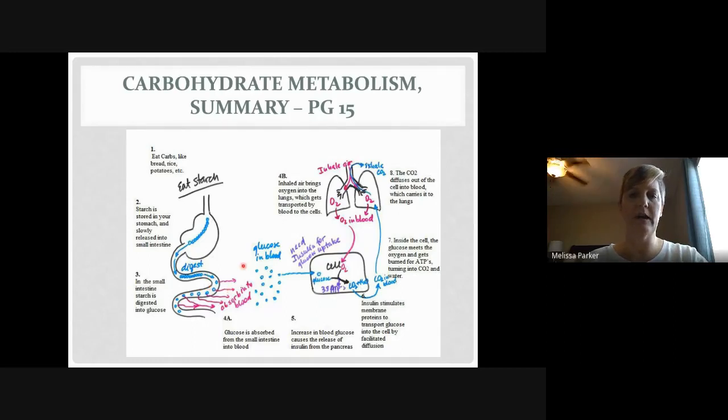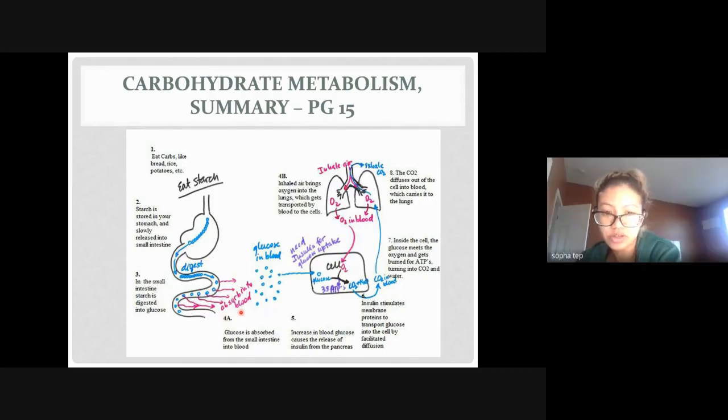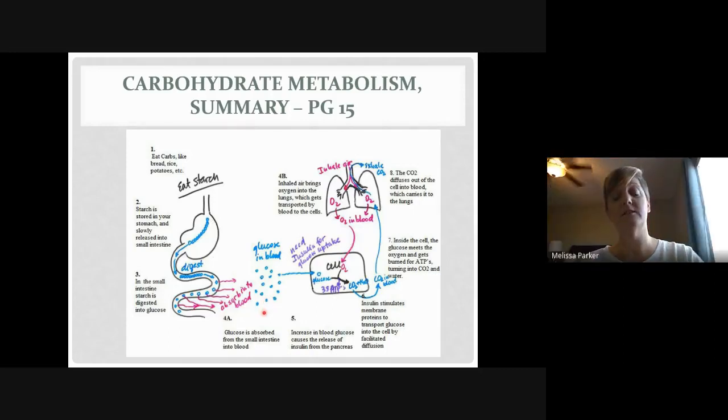So do you guys remember what that was called? When it gets into the bloodstream? Absorption. Yeah, so absorption is taking those small molecules and putting them in. Good. And then now that it's in the bloodstream, what is that called? Distribution. Good. Yeah. So now we're taking all these nutrients, right? And we're distributing it to the different parts of our body. Okay.